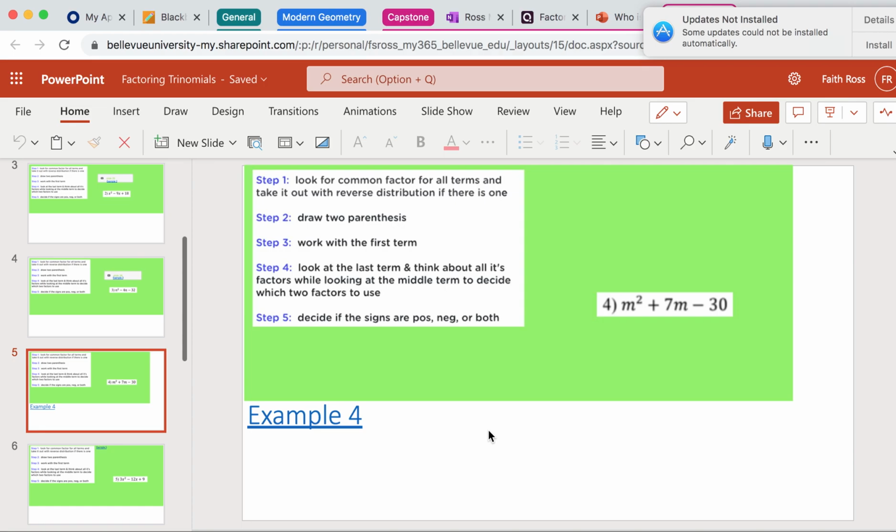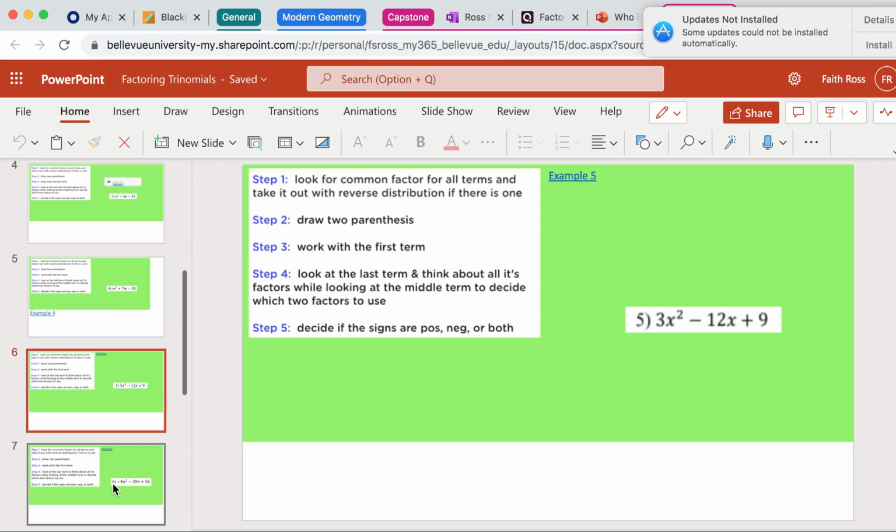What'd you get for your first parenthesis? M plus 10. Okay. Second? M minus 3. Yes, good job. Thank you. Okay, this one is going to be a little bit different, so we'll do this one together.